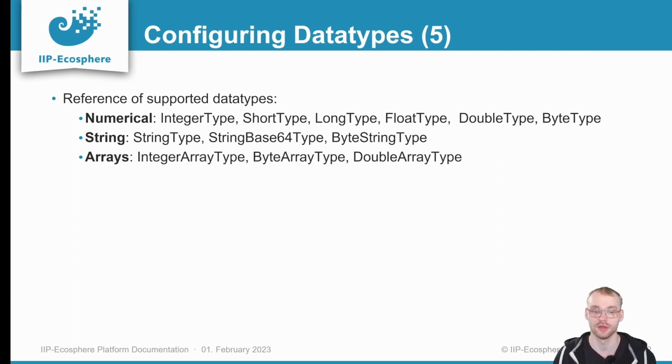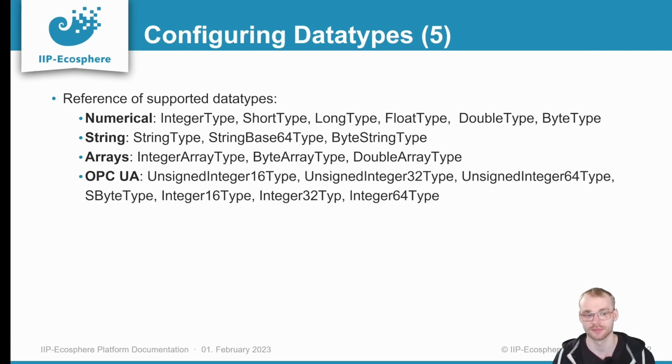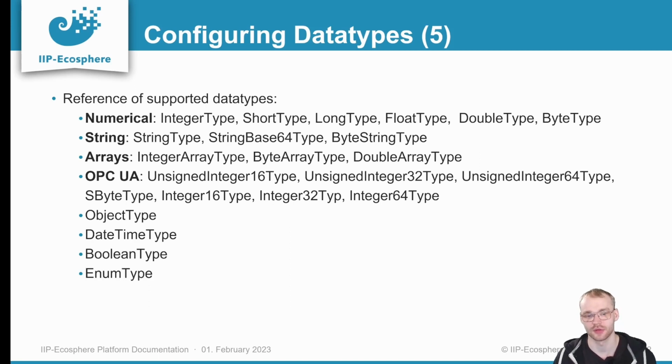We have arrays like an integer array, a byte array, or a double array. And we have OPC UA data types like the unsigned integer 16, 32, and 64, as well as the signed integer 16, 32, and 64, and the sbyte type. We have the object type, the datetime type, a boolean type, and an enum type. Those are all the types that are default supported. If this is not enough for you, you can further extend this, but this should be plenty for most applications.